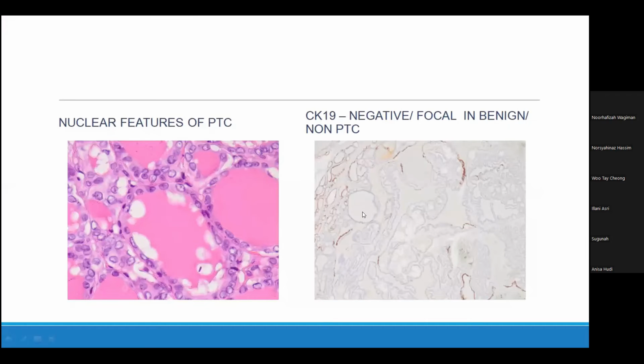This is PTC. So CK19 can be used. This was the benign papillary structures that I showed to you, which was negative for CK19. And sometimes in benign papillary hyperplasia, you can see focal CK19 expression. But in PTC, usually you have diffuse CK19 expression. But remember, all these markers should be used as an adjunct only.